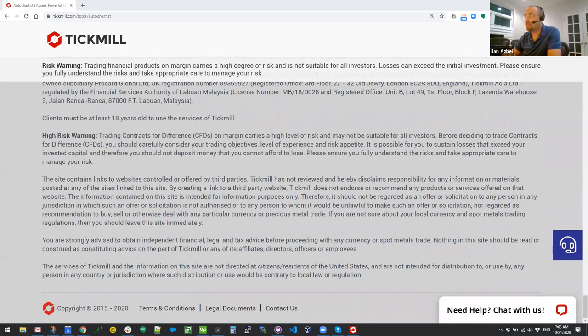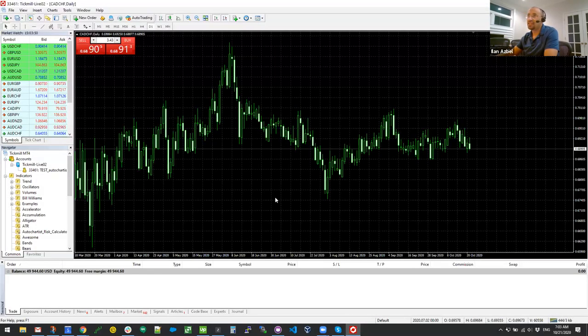make all the lawyers happy and have a look at the disclaimer. Trading CFDs on margin carries a high level of risk and may not be suitable for all investors. Before deciding to trade contracts for difference, you should carefully consider your trading objectives, level of experience, and risk appetite. It is possible for you to sustain losses that exceed your invested capital, and therefore you should not deposit money that you cannot afford to lose. Please ensure you fully understand the risks and take appropriate care to manage your risk. Thank you for that. And that is exactly what we're going to be talking about today, risk management.